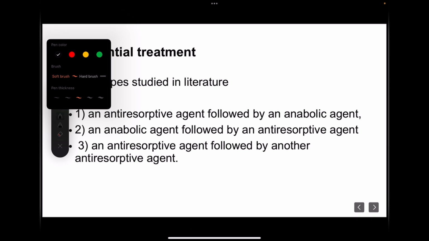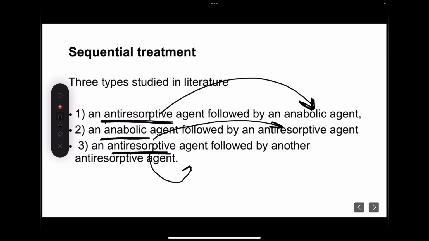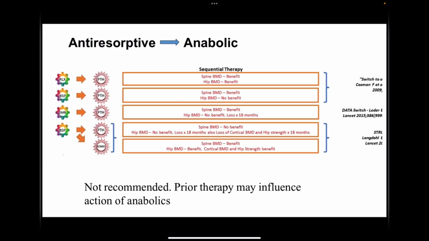So what is sequential therapy? Supposing a patient was on an anti-resorptive agent and now, because of side effects or lack of increase in the BMD, the patient requires a change of the drug. We can change it to anabolic agents. Can we do it? Is it rational? We will be discussing. In the second case, supposing a patient is on anabolic agents. Now, it requires a change for the listed reasons which we have already discussed. Now, can we change it to anti-resorptive agents? The rationale for this change we will be discussing. And the third one is a patient on an anti-resorptive agent, and can we change it to another anti-resorptive? We will be discussing these in detail.